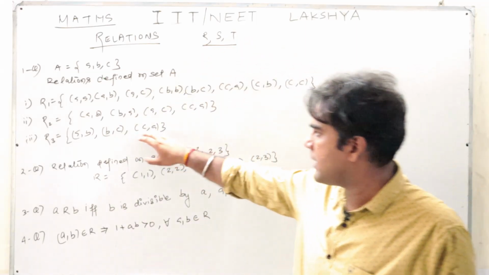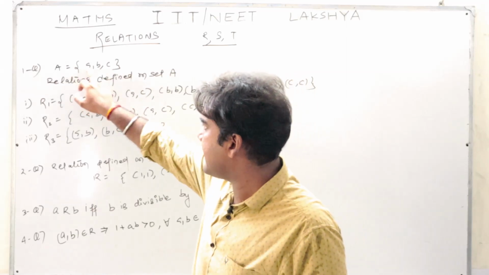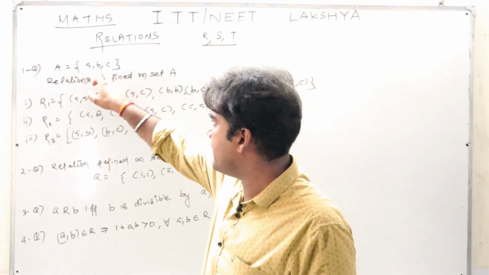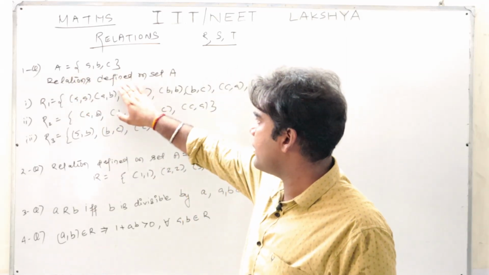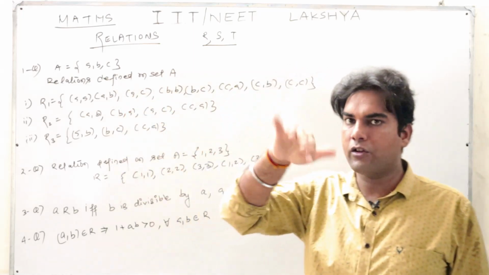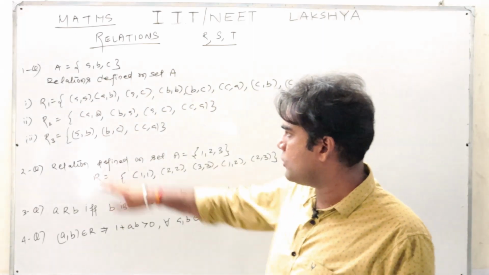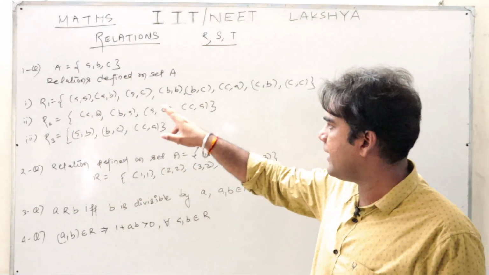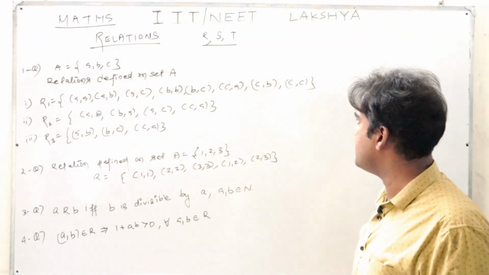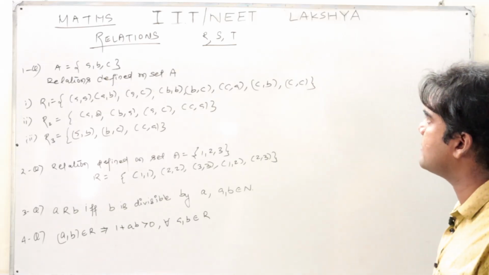So first question, there are 3 parts. Let us see. There is a set A, B, C. 3 elements are there, A, B, C. Cardinal number is 3. Relations defined on set A. It means set B is also set A only. A to A. Cartesian product of A and A. So these are the relations. R1 is AA, AB, AC, BB, BC, CA, CB, CC. We need to check whether they are reflexive, symmetric or transitive.